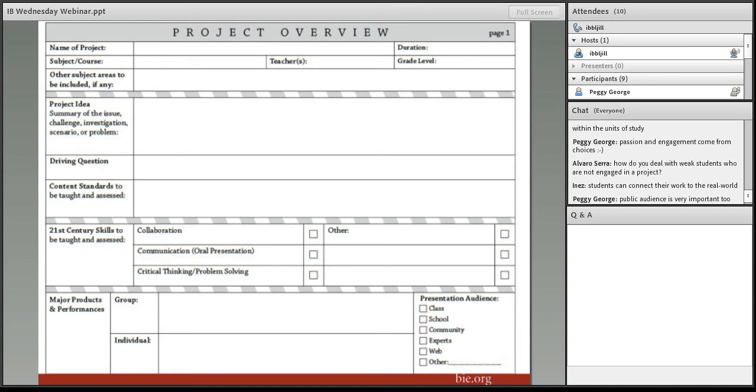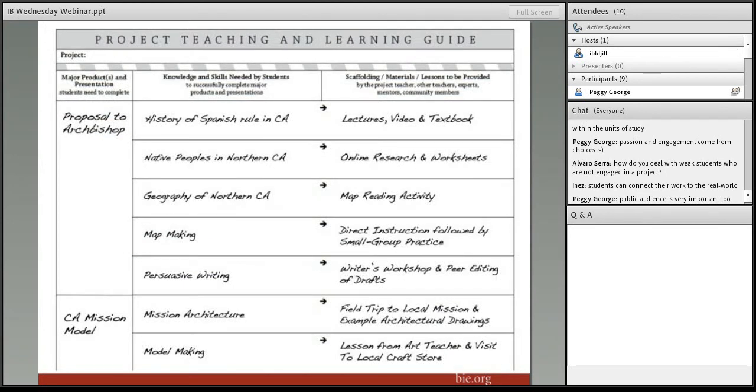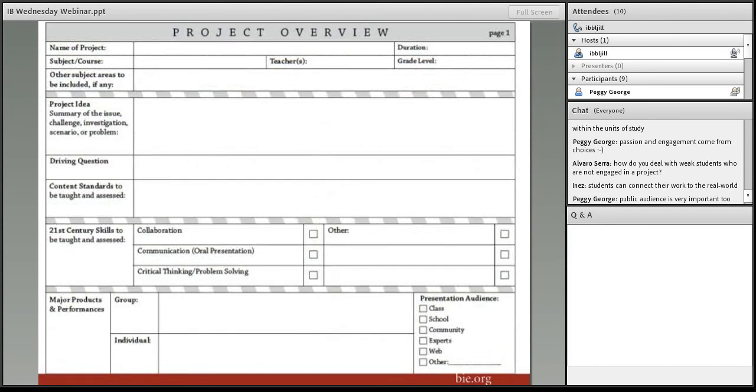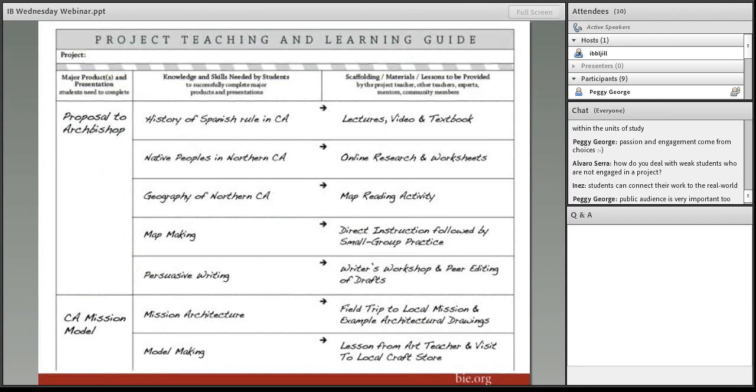And these are our planning forms that would align to the IB, PYP, and MYP planning forms. So we also have a project teaching and learning guide. So if we were to go back, our project overview form would be steps 1 through 3 on the PYP planner, and it would be stage 1 for the MYP planner. Our teaching and learning guide would be steps 4 and 5, possibly some of 3 in the PYP planner.